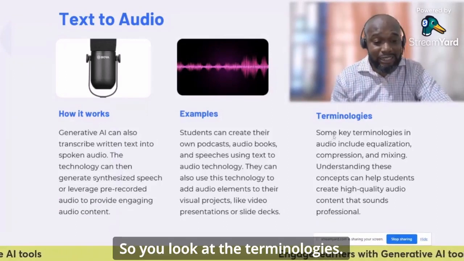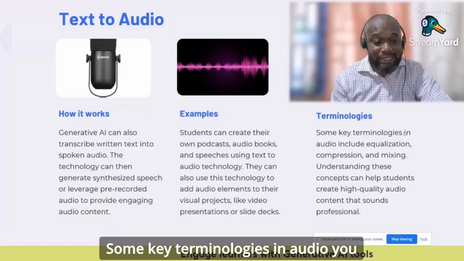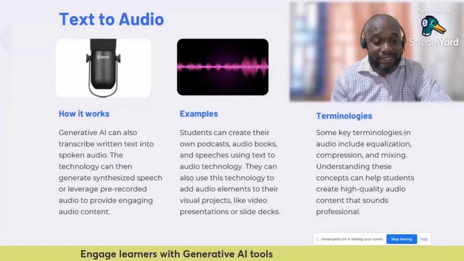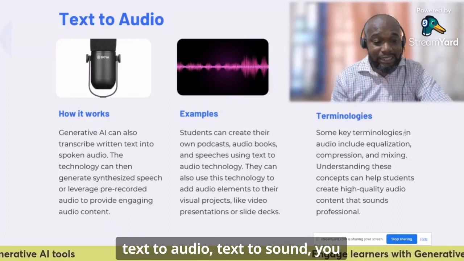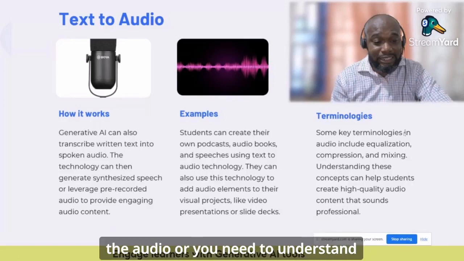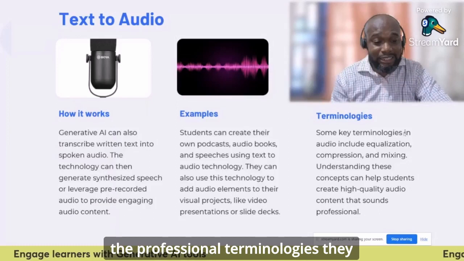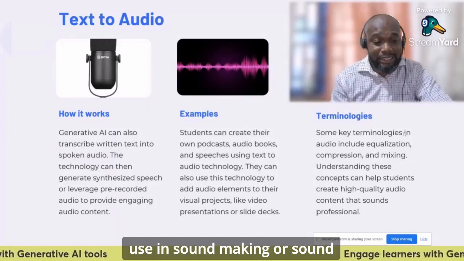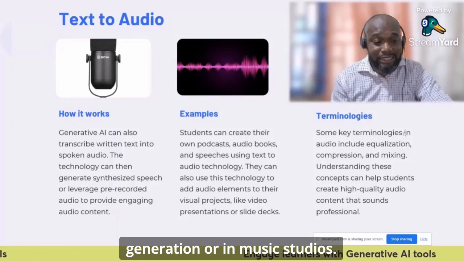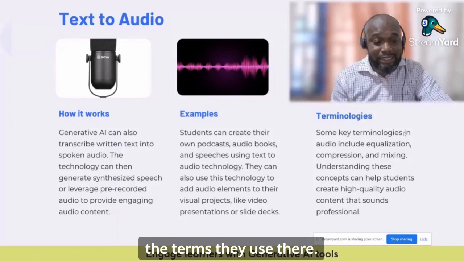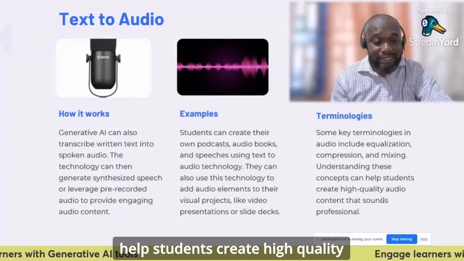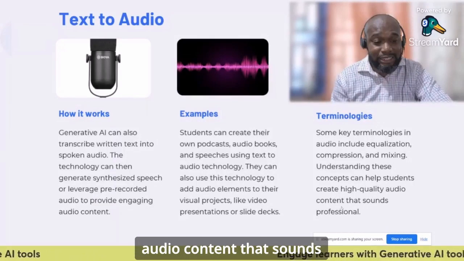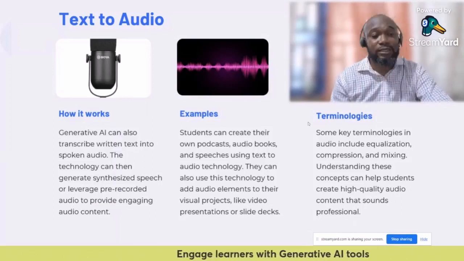So you look at the terminologies. Some key terminologies in audio: you have equalization, compression, mixing, right? These are terminologies. So if you are going to create a good text to audio, text to sound, you need to understand the professional terminologies they use in sound making or sound generation, or in music studios. You need to understand the terms they use there. So understanding these concepts can help students create high quality audio content that sounds professional, right?